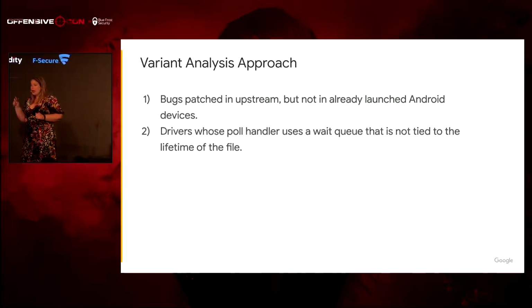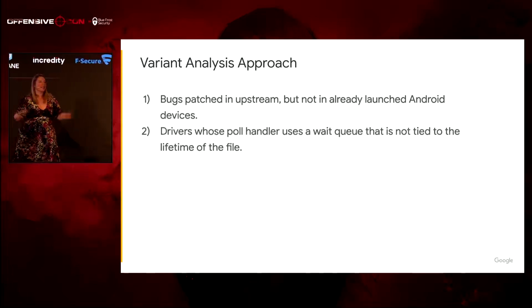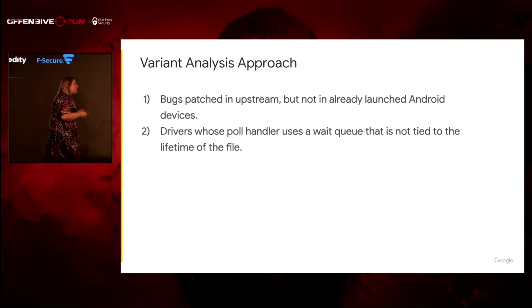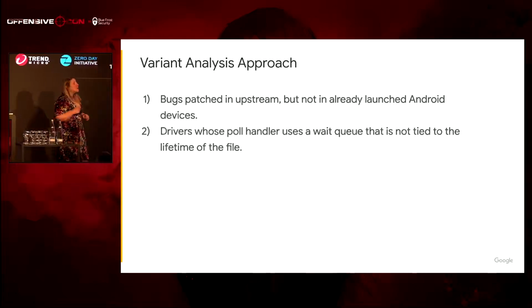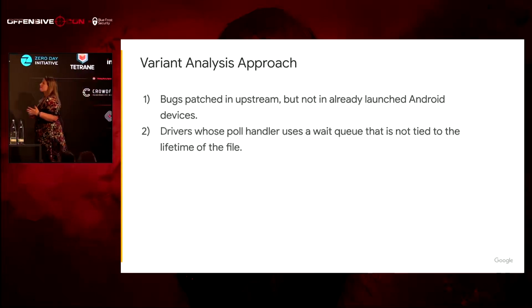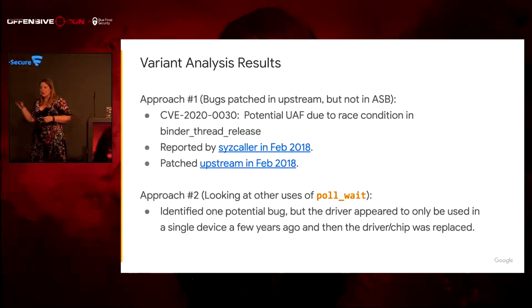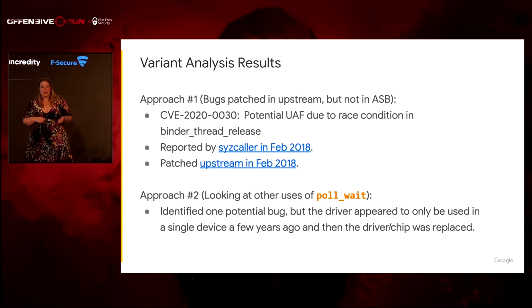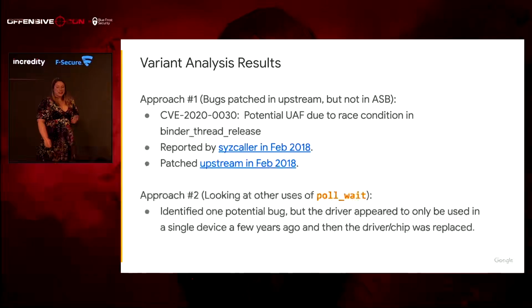But I approached it from both what bugs have been patched in the upstream that haven't made it down to the Android devices that were previously launched, as well as are there any other drivers in the Linux kernel whose poll handler uses a wait queue that can be freed prior to that file being released? Approach number 1 led to a bug that was patched in last month's, or February, Android security bulletin, and it is actually a bug that was introduced by the patch for this first bug and also had been in the Linux kernel.